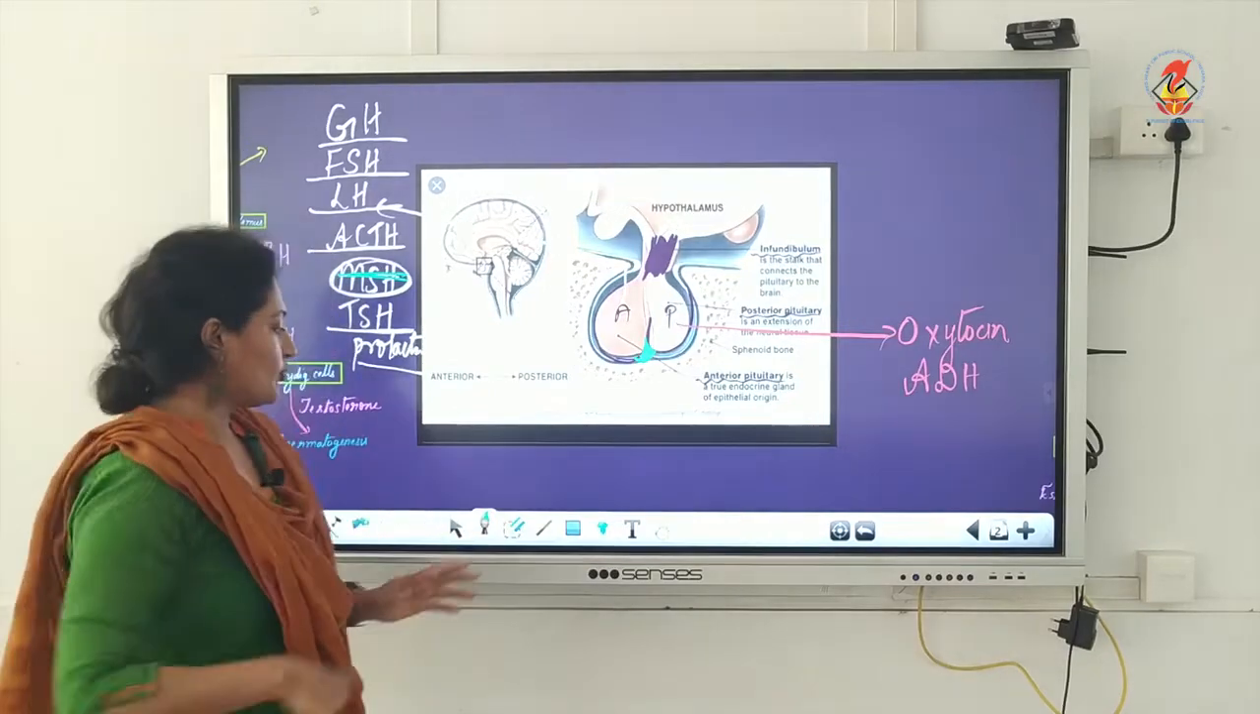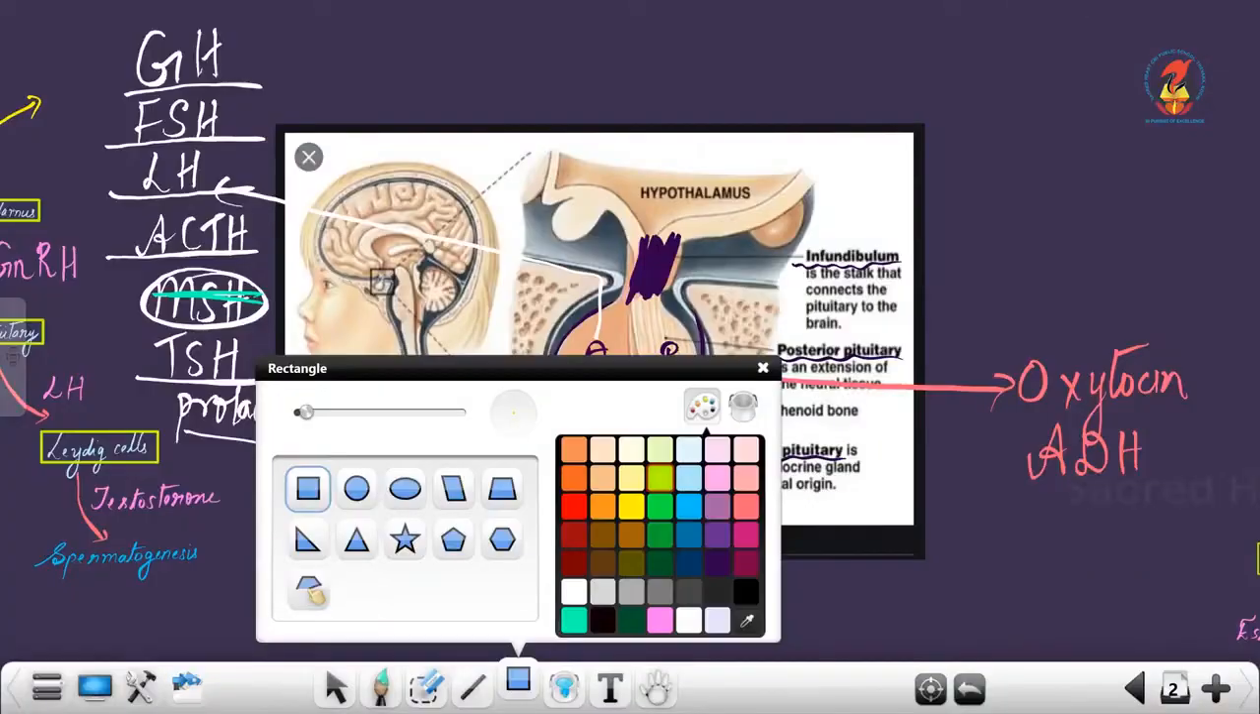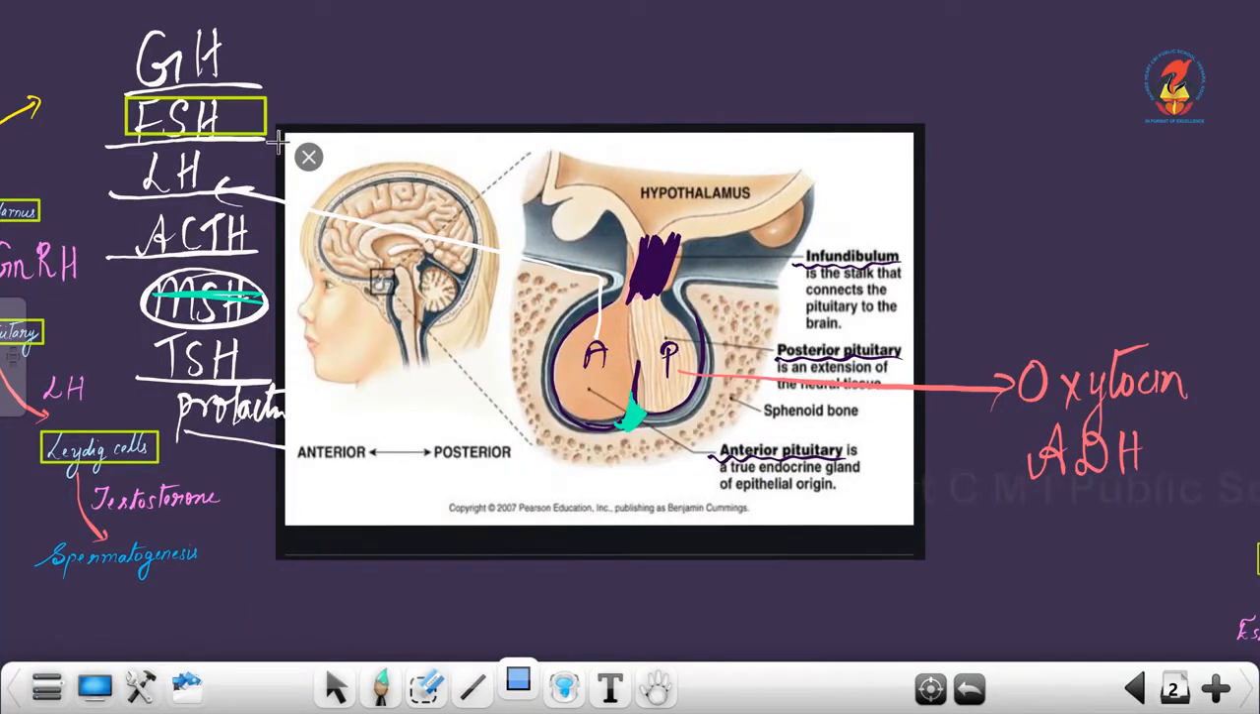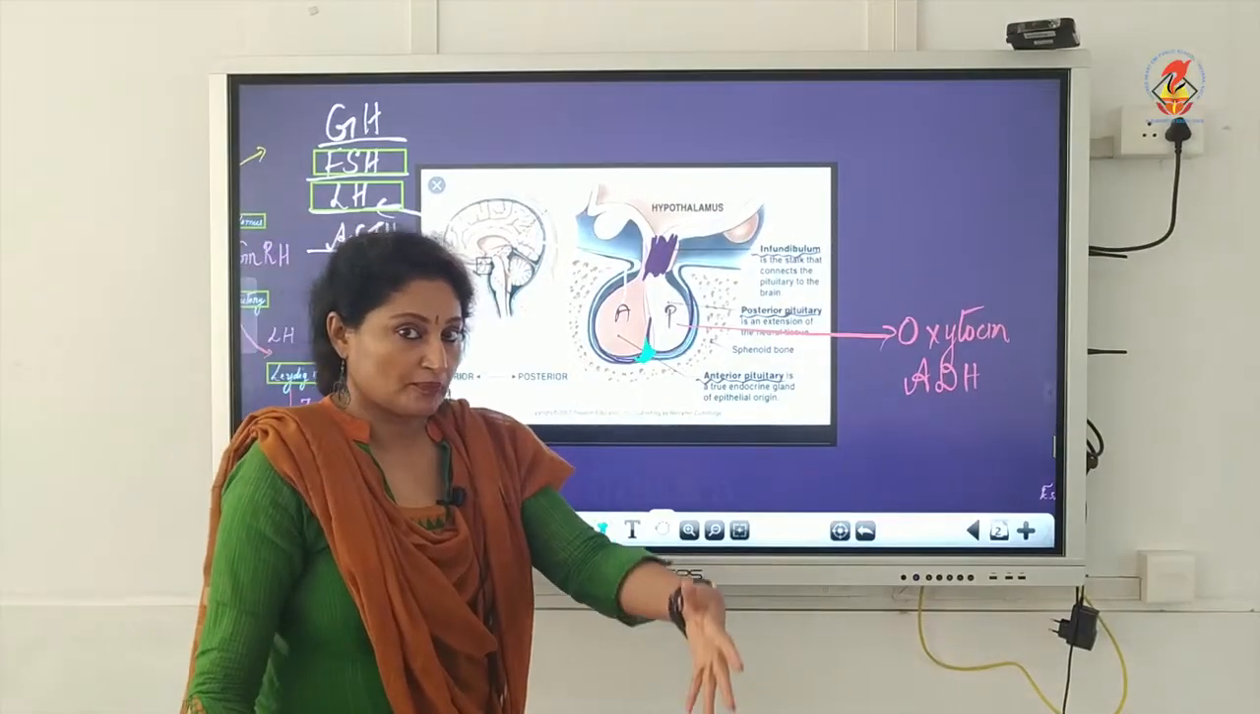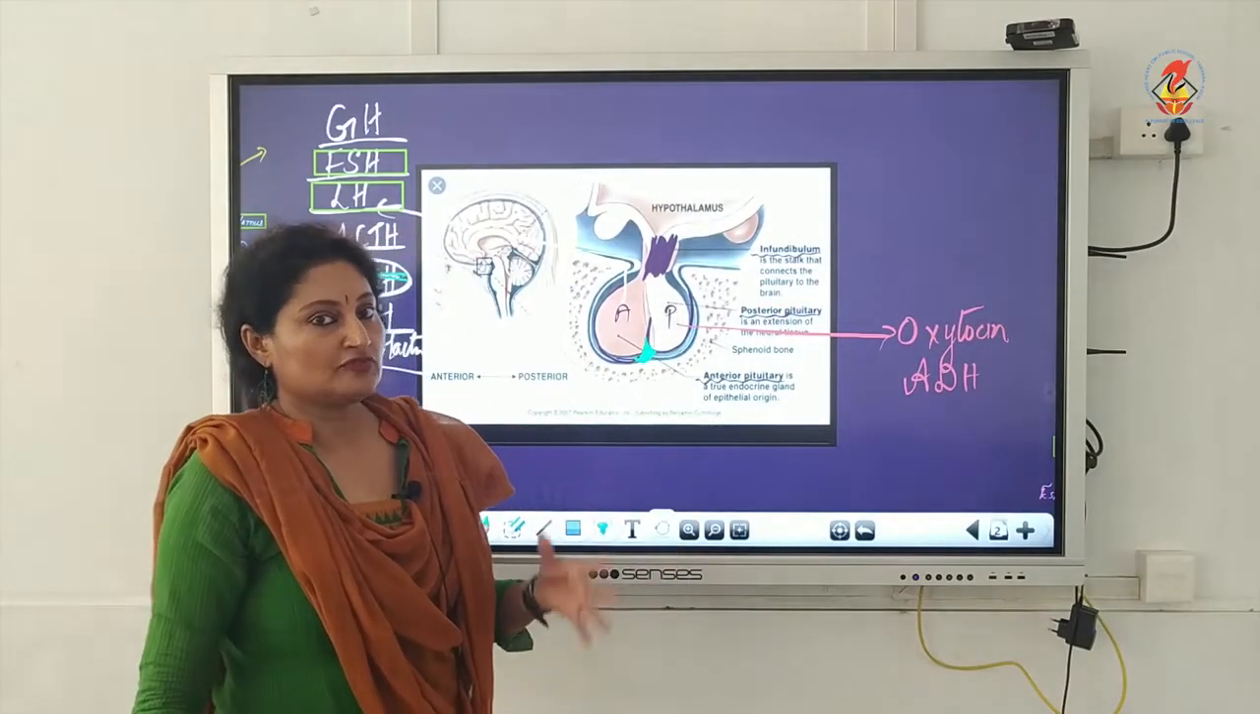Now of these 6 hormones produced by the anterior pituitary, the hormones that control the male and female reproductive system are FSH and LH. FSH and LH. Okay, so this is a quick recap of your 11th standard to get into the topic hormonal control on the male and female reproductive system.